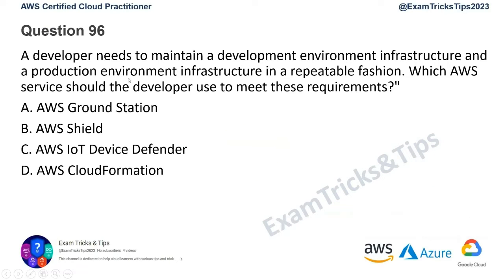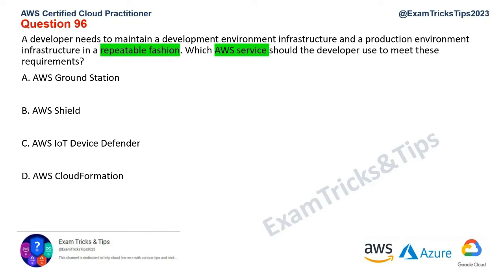A developer needs to maintain a development environment infrastructure and a production environment infrastructure in a repeatable fashion. Which AWS service should the developer use to meet these requirements? Here's my version of markups. We need a service that could help us maintain the infrastructure in a repeatable fashion. Now, when you say repeatable fashion, we need something that's template driven.